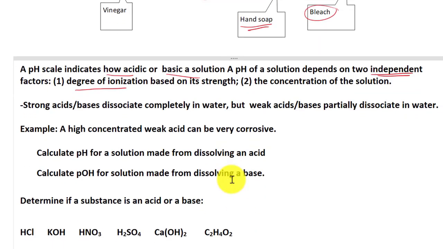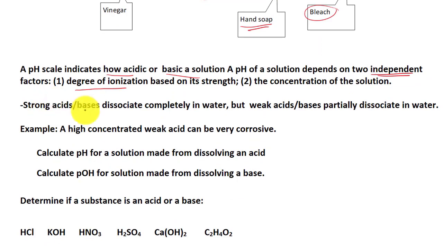So let's go back. As I mentioned before, strong acids and bases dissociate completely, that means 100% in water. But weak bases or acids dissociate only partially, okay, only a very small percentage dissociates in water.